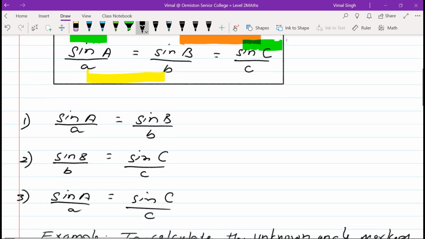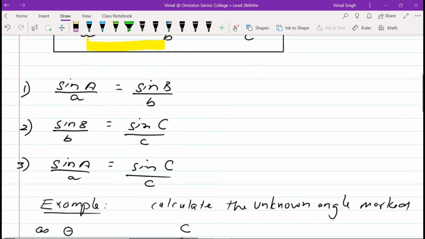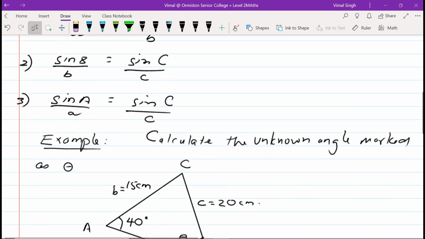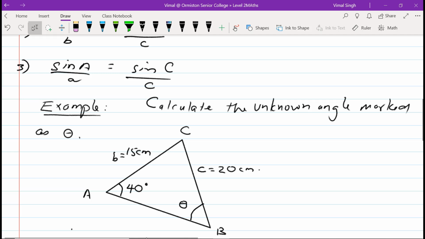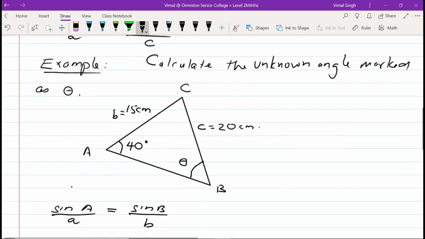So let's go and have a look at an example. The example is to calculate the unknown angle marked as theta in the following diagram. In this particular triangle, you will notice that the side opposite to angle A is 20 centimeters, the side opposite to angle B is 15 centimeters, but I have no idea what that angle B is equal to. So I am going to use this rule over here, sine A over a equals sine B over b, and I'm going to substitute in there.